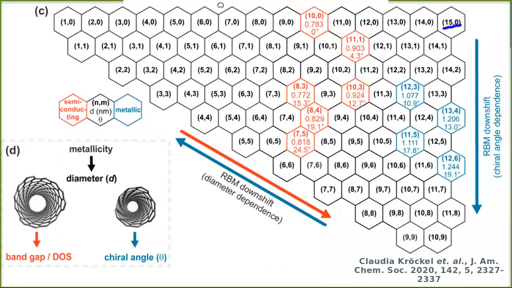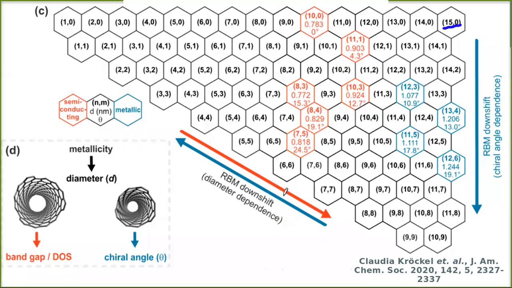Okay, so we take this periodic table that already exists, and from there we see that there is a correlation of downshift. So we will always have lower frequency values for carbon nanotubes that are located at the bottom here with respect to the ones that are at the top.